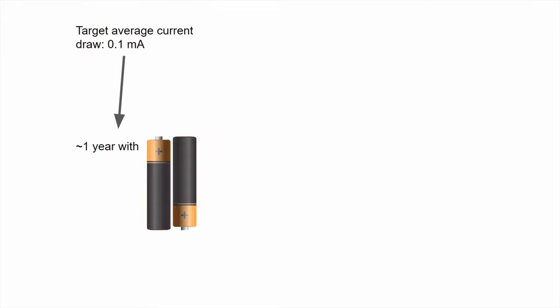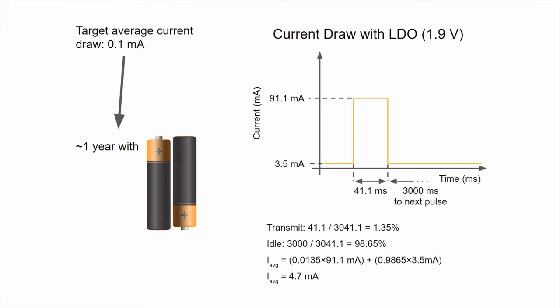If you remember back from the battery episode, we talked about needing to average around 100 microamps in order to get our project to last for a year on two AAA batteries. Right now, we're averaging about 4.7 milliamps, so we still have some work to do.